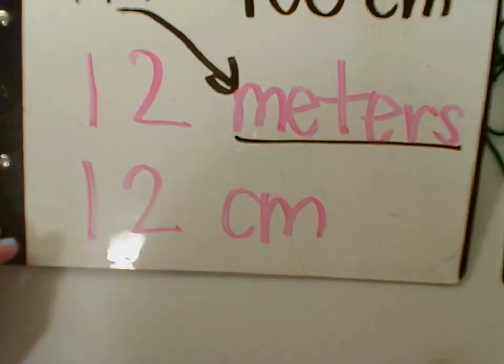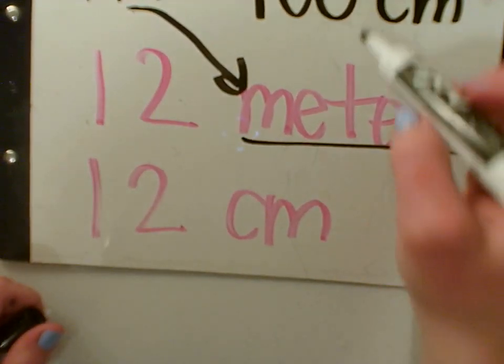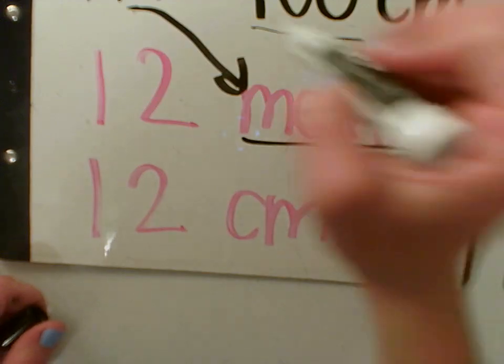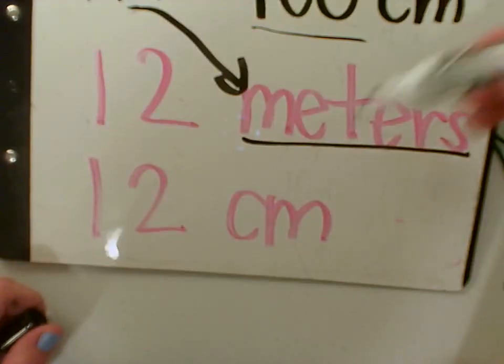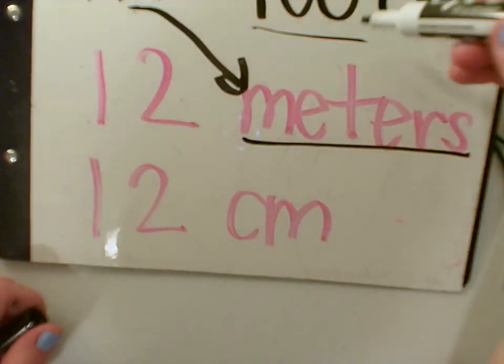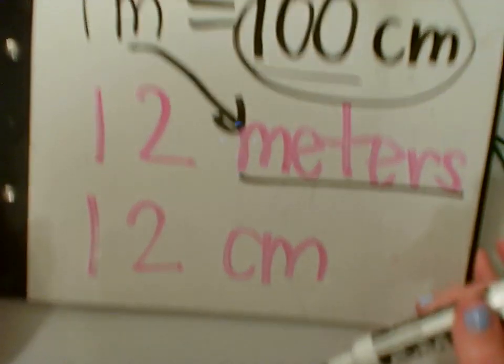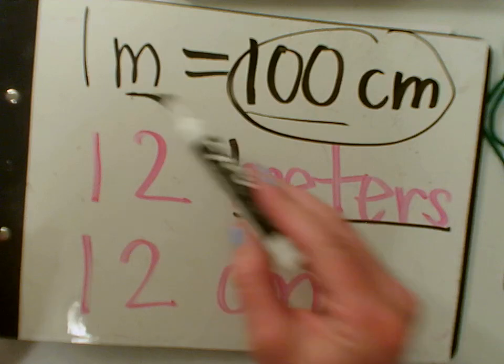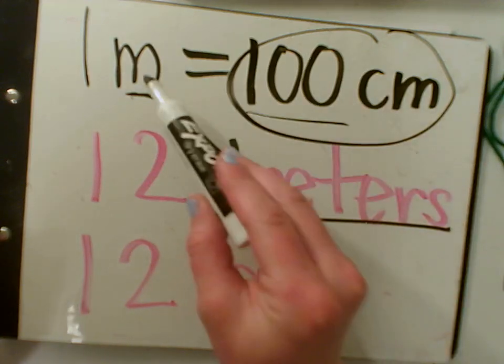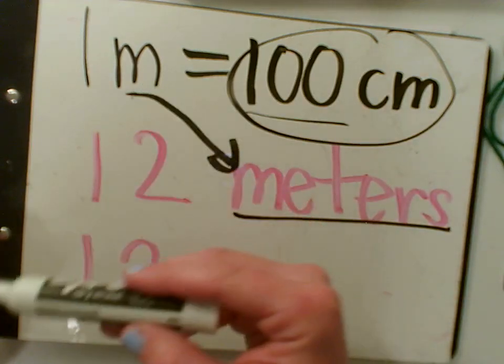centimeters. That's like saying there are 100 pennies in a dollar. Centimeters are small. There's 100 of them in 1 meter. 100 centimeters in 1 big meter. Wow.